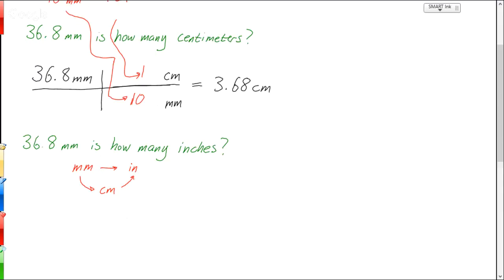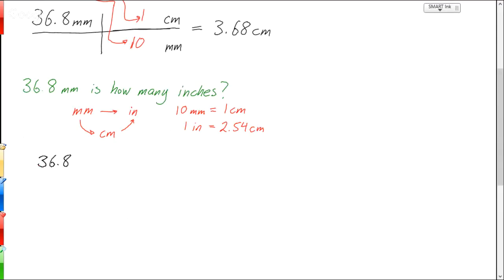Right? Just to organize yourself, I would write down those formulas again. So 10 millimeters is 1 centimeter. And one inch, the book says, equals 2.54 centimeters. All right. So we can use the exact same setup to solve this. We just need an extra step.